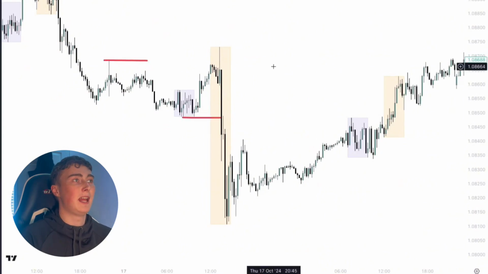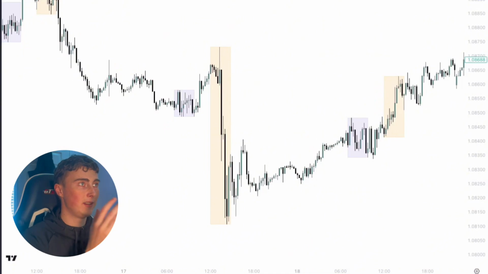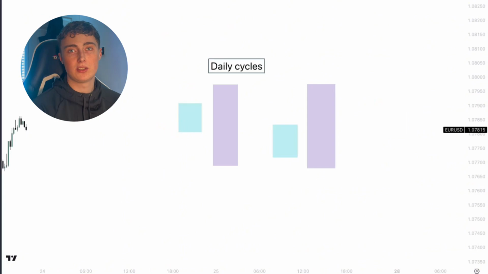Now, given that a liquidity sweep and a run to liquidity is the main basis of the model, it makes sense to operate within these timings and these timings alone. But how was I actually able to integrate these timings with my model perfectly in order to fix the issues I showed you earlier, increase my win rate, and ultimately get funded to be a full-time trader? For this, I use daily cycles.